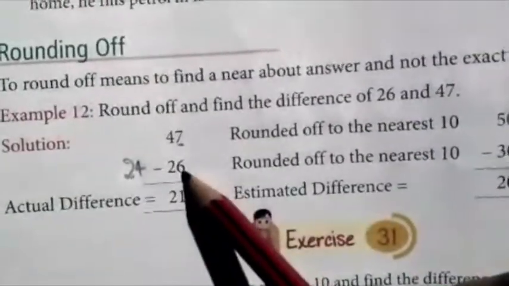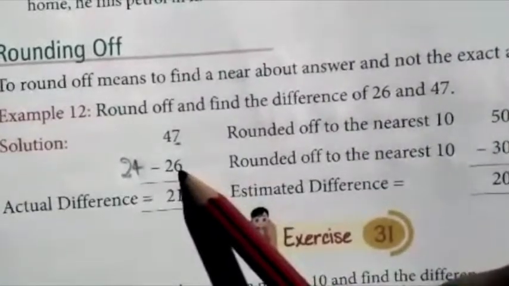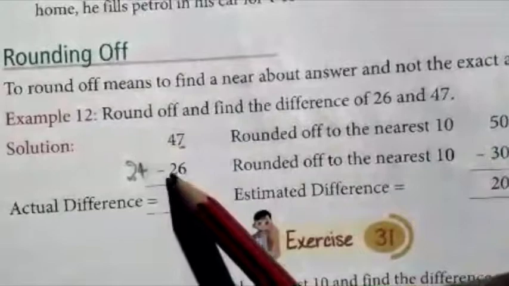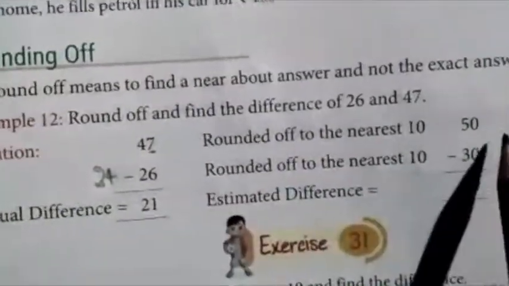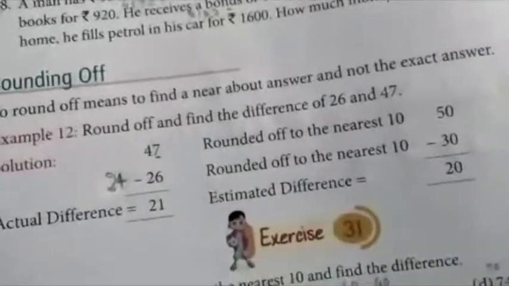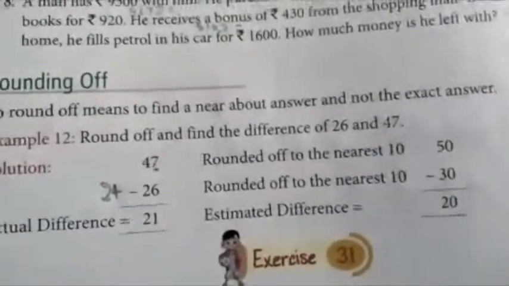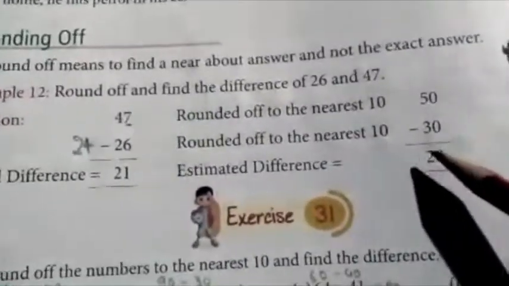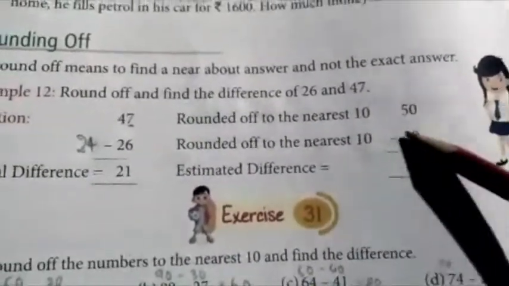So that is why when it comes to 26, 6 is greater than 5. So what do we do? We add 1. So 2 plus 1 becomes 3 and 6 becomes 0. This is the method of rounding off. You go and watch it first if you don't know how to round off numbers. So what we did, we rounded off the numbers 47 as well as 26. So we got 50 and 30 as the rounded-off numbers.